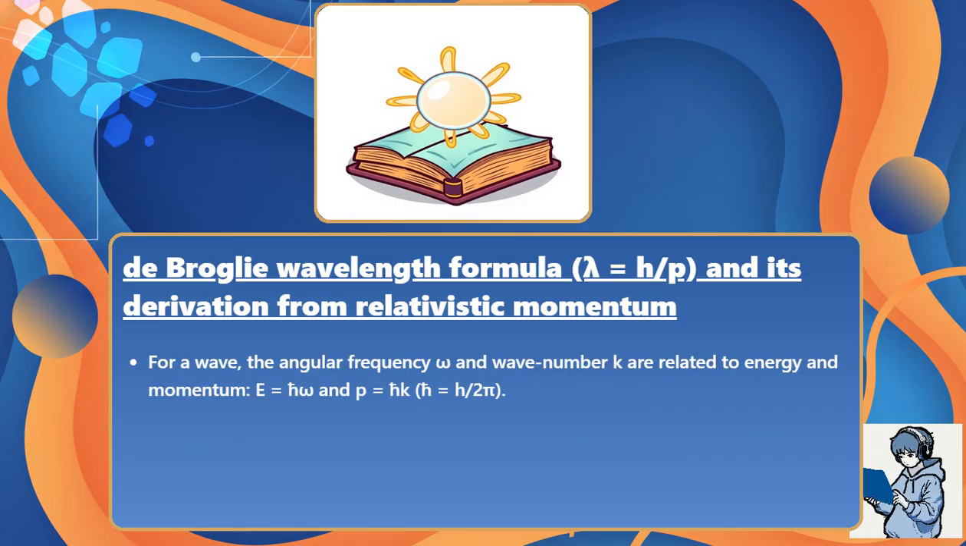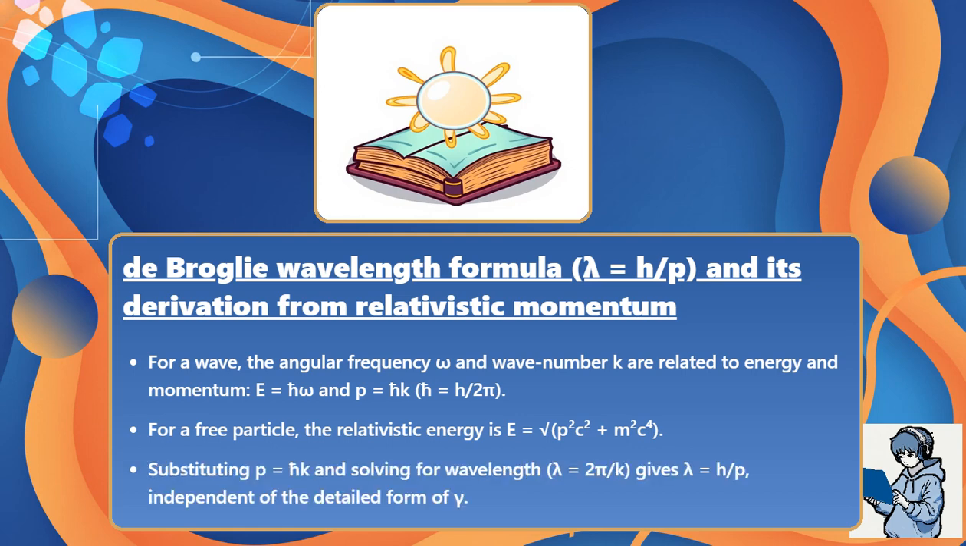For a wave, the angular frequency omega and wave number k are related to energy and momentum. E equals h bar omega and p equals h bar k, where h bar equals h over 2 pi. For a free particle, the relativistic energy is E equals the square root of p squared c squared plus m squared c to the fourth. Substituting p equals h bar k and solving for wavelength, lambda equals 2 pi divided by k, gives lambda equals h divided by p, independent of the detailed form of gamma.